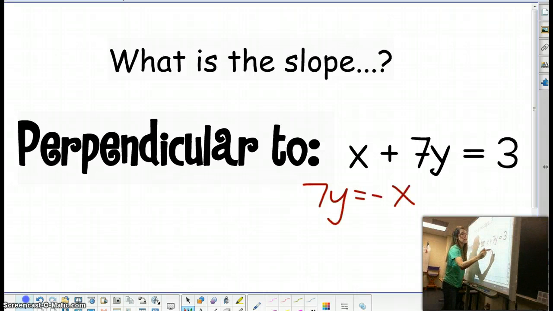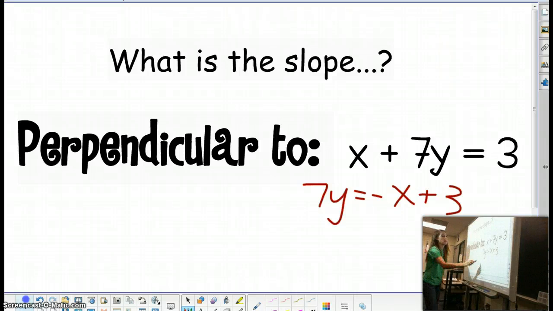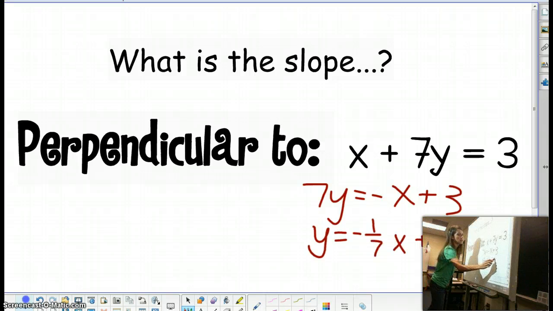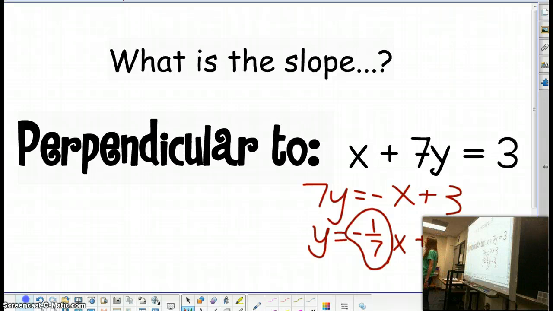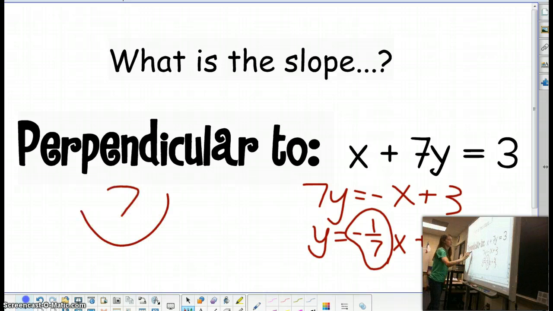7y equals negative x plus 3. How do I solve for y? Divide by 7. Y equals negative 1/7 x plus 3/7. That is my slope. I want to be perpendicular to negative 1/7. So what's the opposite reciprocal of negative 1/7? 7. The answer was 7.